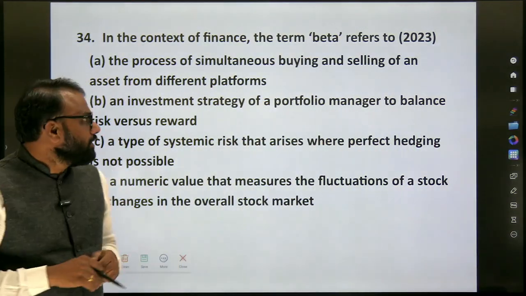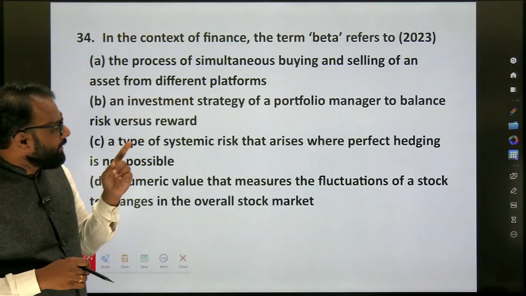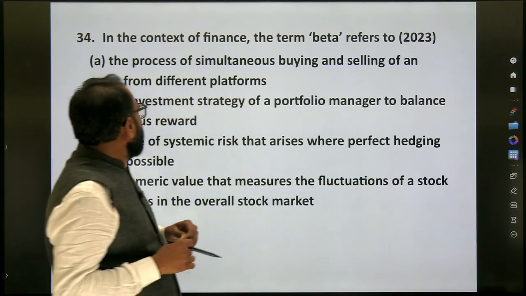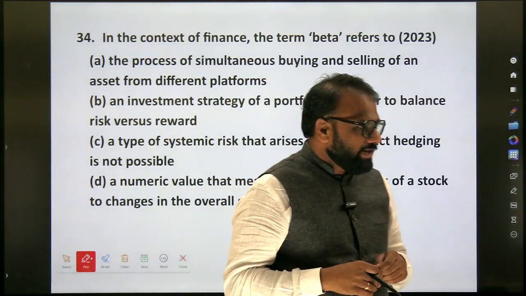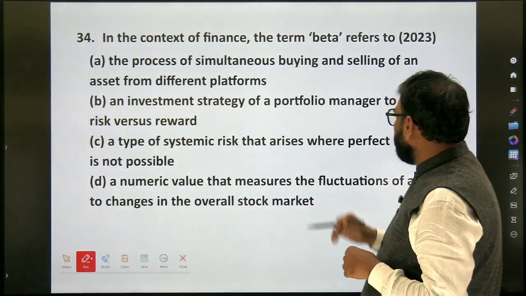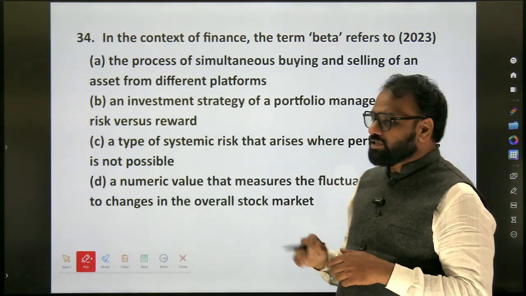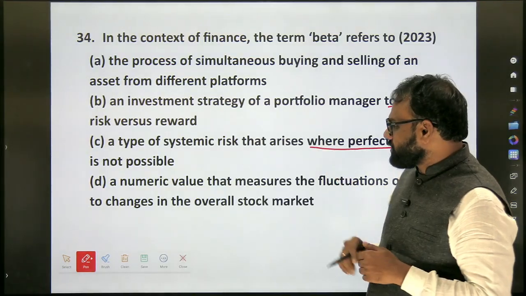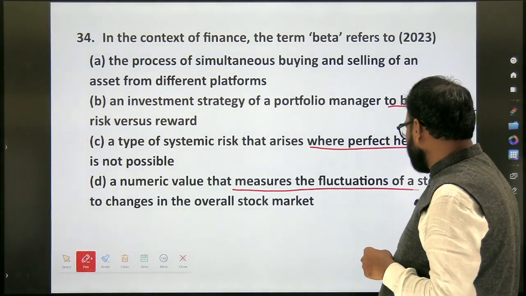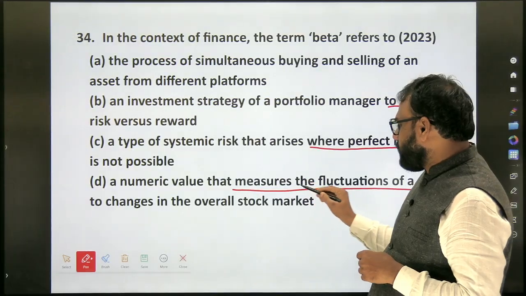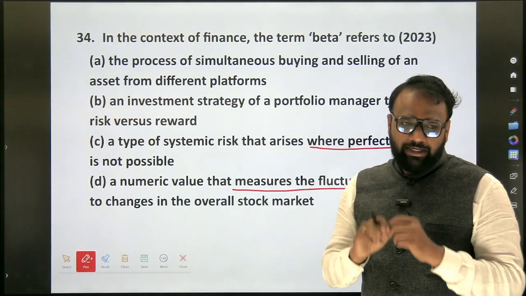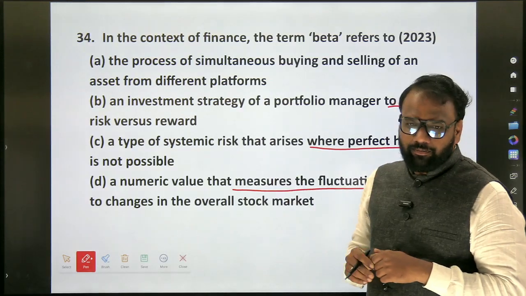So in the context of finance, the term beta refers to: the process of simultaneous buying and selling of an asset from different platforms; an investment strategy of a portfolio manager to balance risk versus reward; a type of systemic risk that arises where perfect hedging is not possible; a numeric value that measures the fluctuations of a stock to changes in the overall stock market. So it's a bit technical. Based on this, I have prepared the content. So what's the answer here?